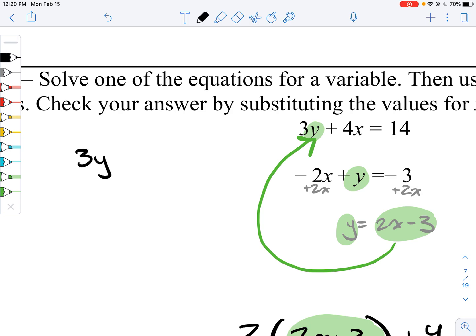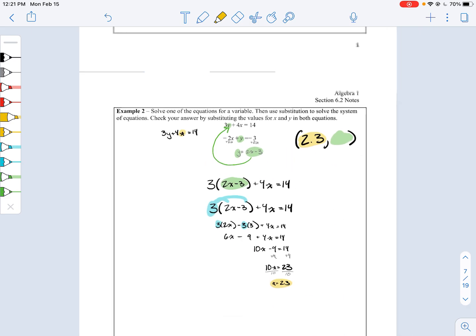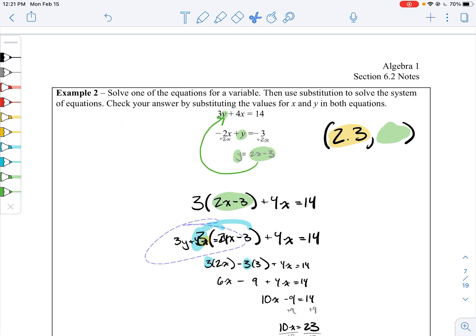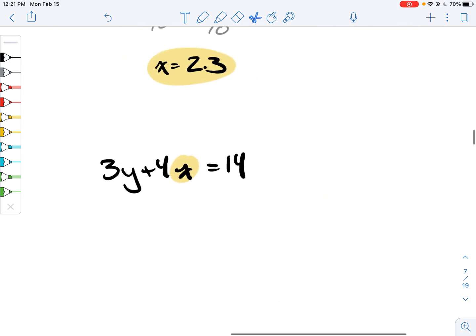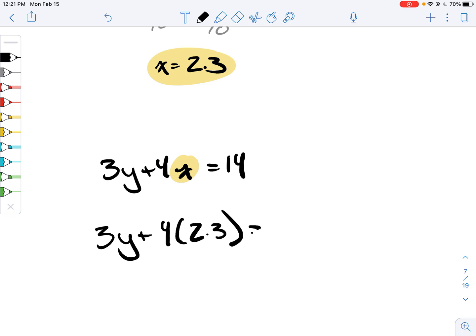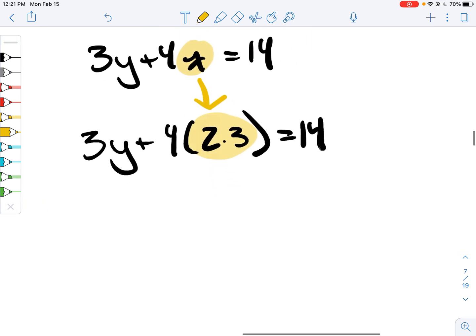So we have 3y plus 4x equals 14. Now that we know what x is, we're going to substitute 2.3 in for x, which gives us 3y plus 4 times 2.3 equals 14. By the way, does it matter which equation you use to plug x into? No, it doesn't. It really doesn't. So go ahead and use whichever one you think is nicer.